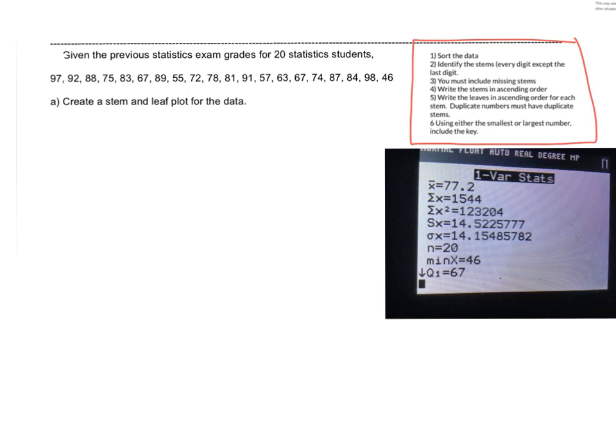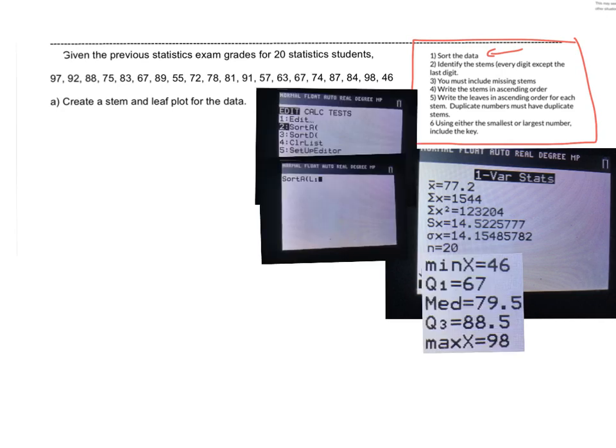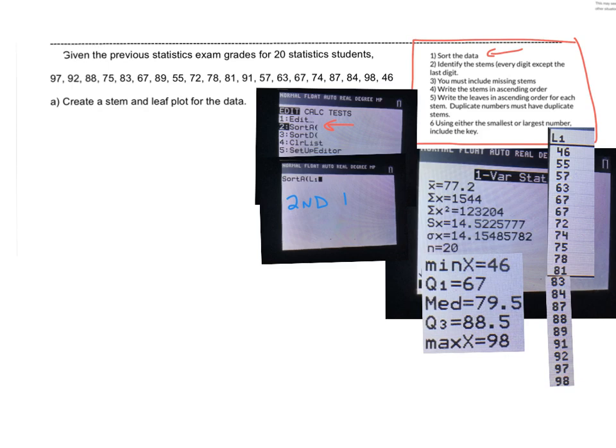So I put my 1-var stat test results up on the screen, and our first step is going to be to sort the data in order. So I'm going to do that by going to stat and then number 2 for sort in ascending order. And I used list 1, so I pressed second and then 1 to get to list 1. Then I pressed enter. And now when I go back to my list, you see that the numbers are in ascending order.